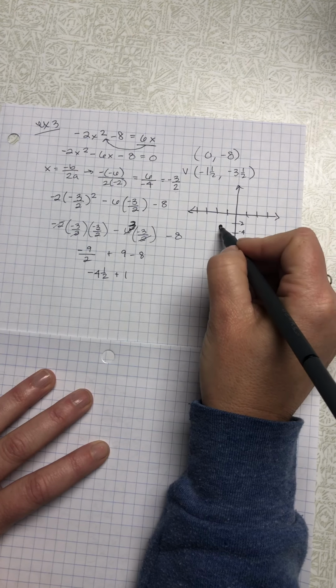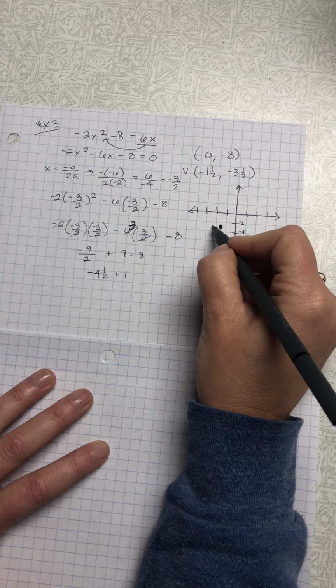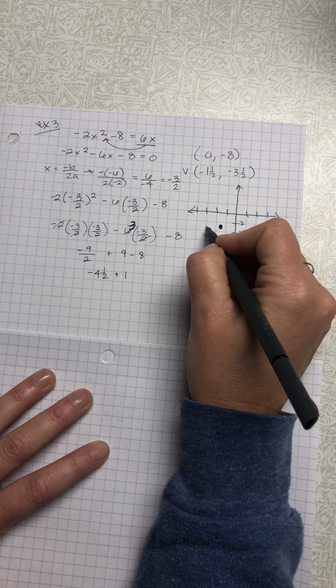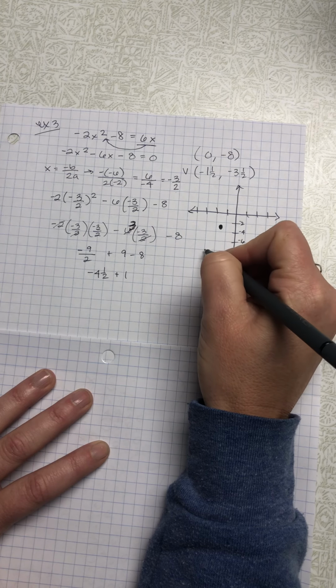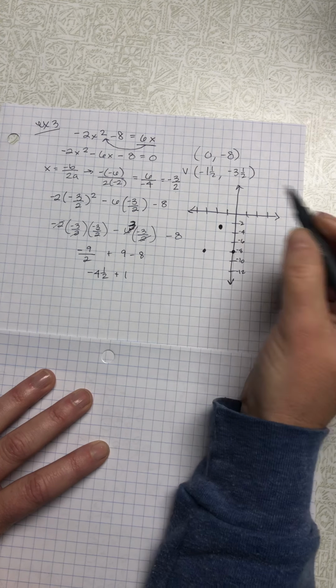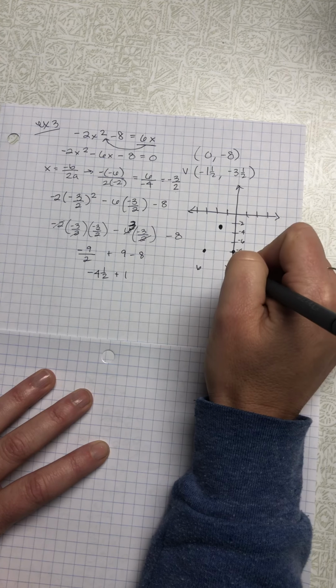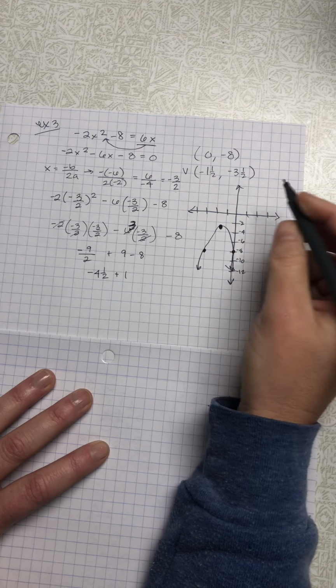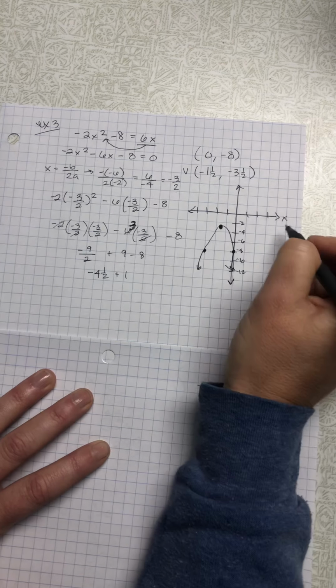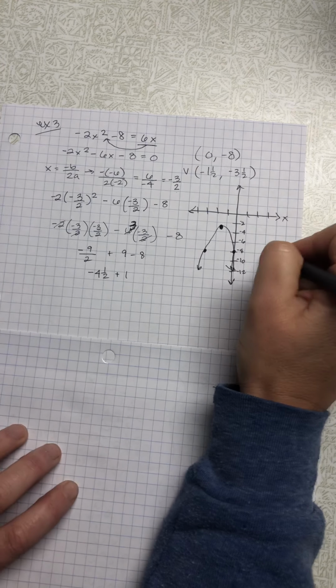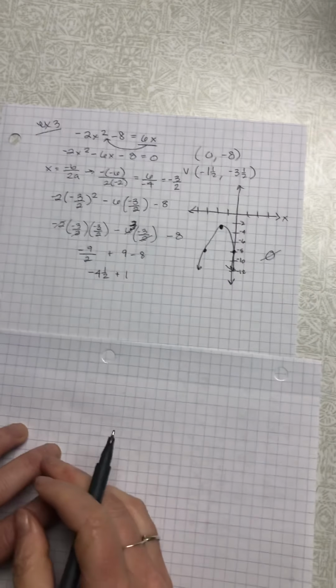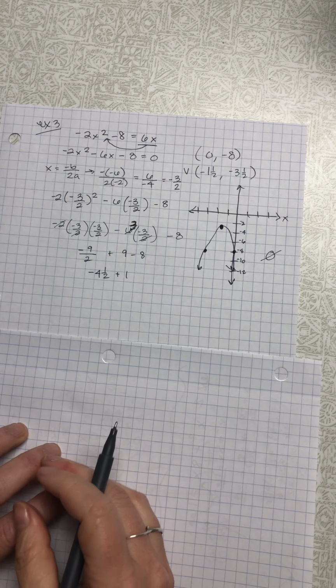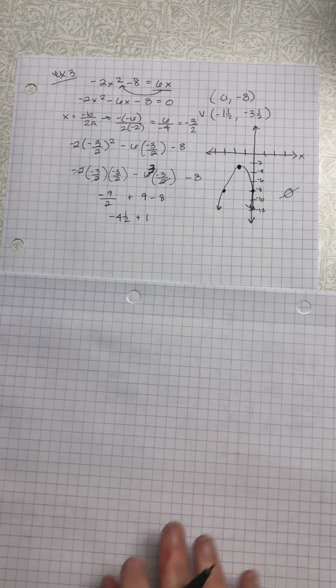And because I'm over 1.5, that means I need to go over 1.5 more. That's going to be about here. And now I've got my points, enough to graph my parabola. And this doesn't cross on my x-axis. It doesn't cross at all. So this is an example of no solution. There is no root to this problem.